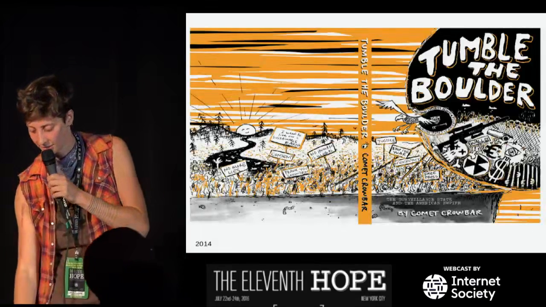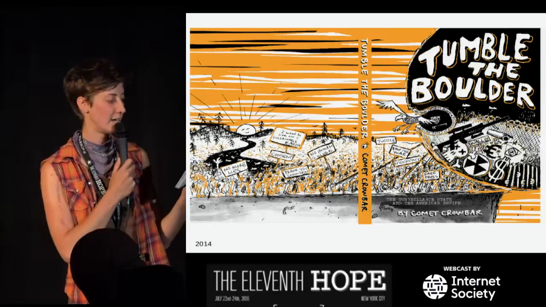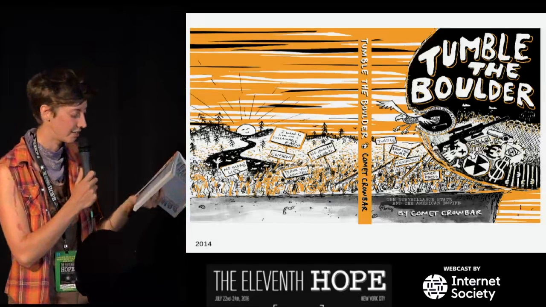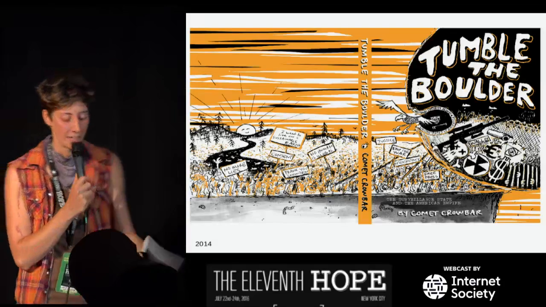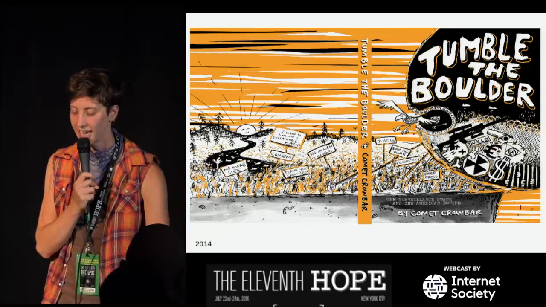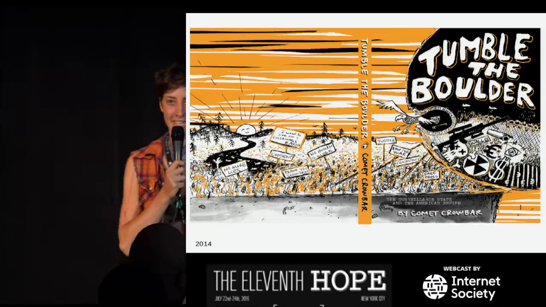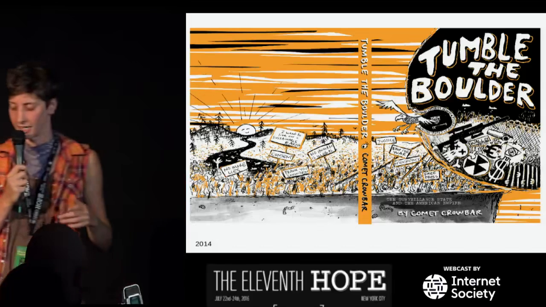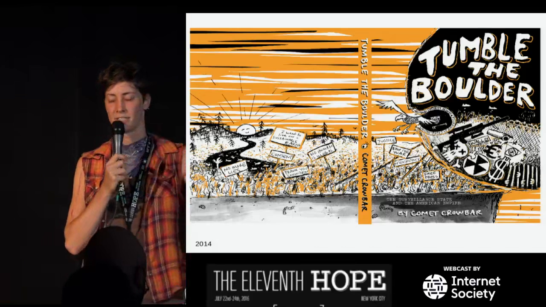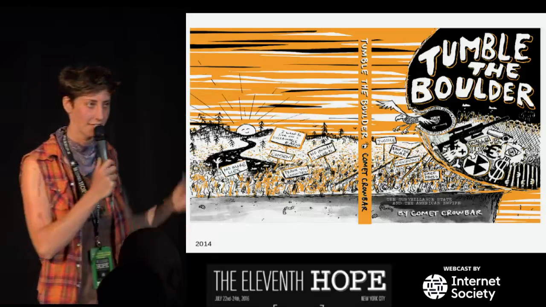So, Tumble the Boulder. This is a book that I self-published and printed. Tumble the Boulder: The Surveillance State and the American Empire by Comet Crowbar. In Berlin, I was really cryptoized there. I went to this Transmediale event in January every year. It's a big event, kind of like this, of art, the intersection of art and digital culture and politics and technology, all in one.